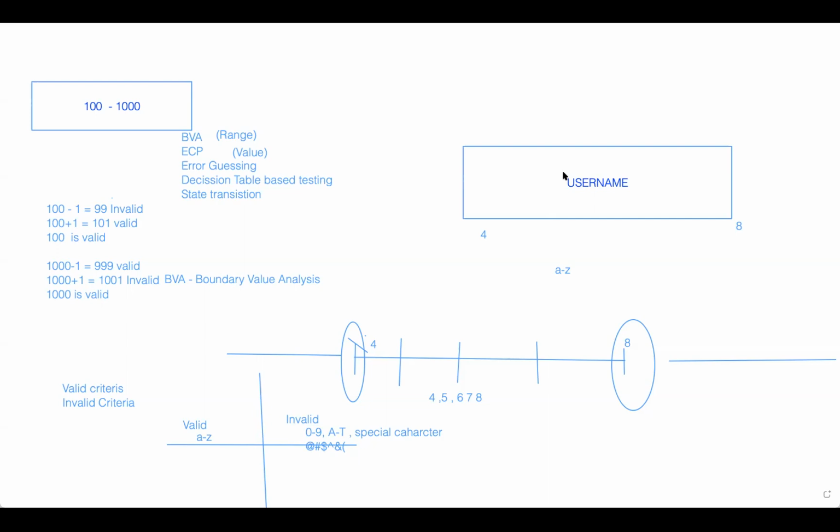Okay, as I said, this is my requirement. Valid is a to z and invalid is this. So whether it comes to ECP or BVA, we have to consider this thing.